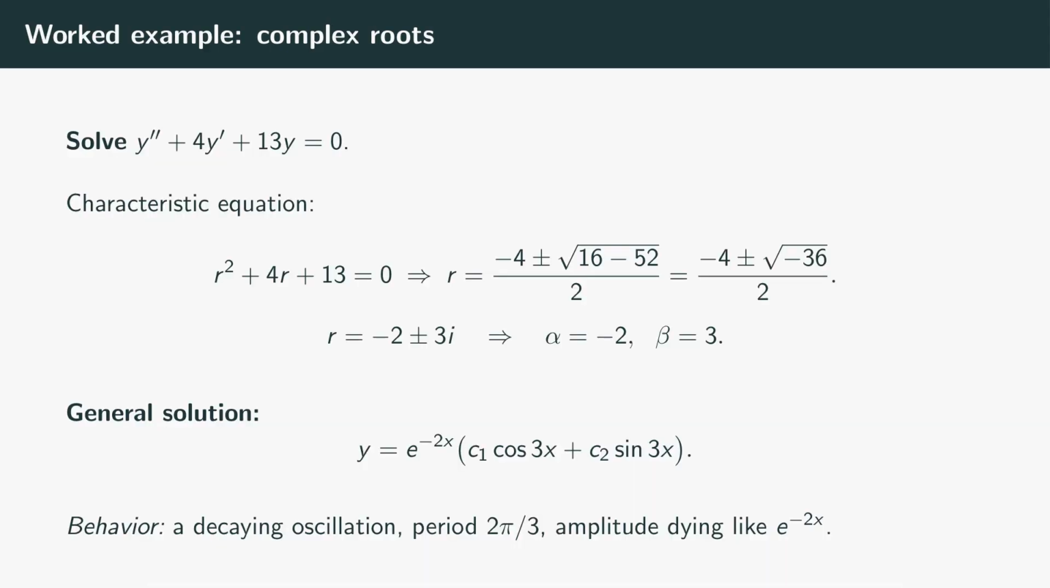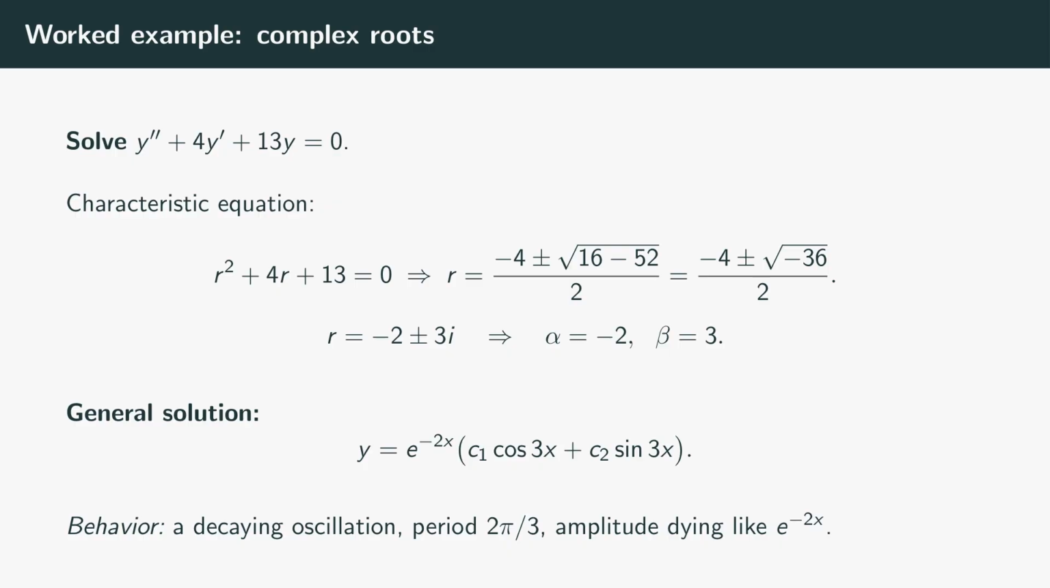Let's run a concrete one. Solve y double prime plus 4y prime plus 13y equals 0. Write the characteristic equation, r squared plus 4r plus 13 equals 0. Apply the quadratic formula. The discriminant is 16 minus 52, which is negative 36, so we are in the complex case. The square root of negative 36 is 6i, and dividing by 2, the roots are negative 2 plus or minus 3i. So alpha, the real part, is negative 2, and beta, the imaginary part, is 3.